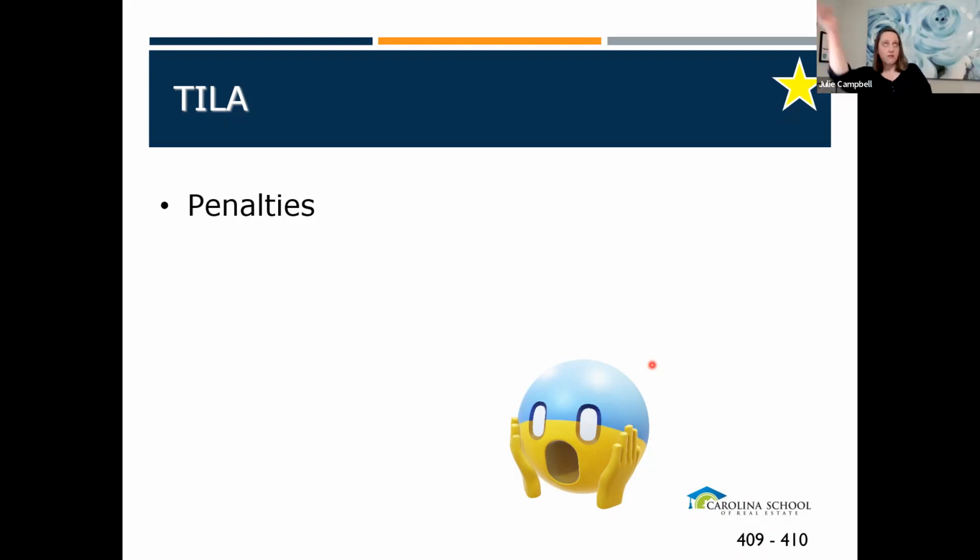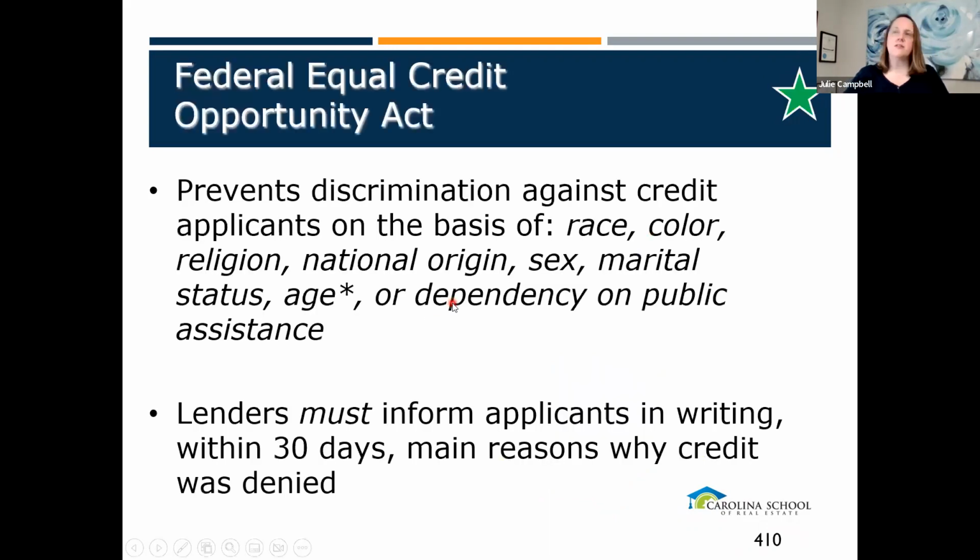Other lender laws, other than TRID, let's see, RESPA in 21, but other lender laws, there's something called the Federal Equal Credit Opportunity Act. This prevents discrimination against the lenders' protected classes. The lenders' protected classes are race, color, religion, national origin, sex, marital status, age, or dependency on public assistance. The lenders' protected classes are different than brokers' protected classes. We're going to talk about brokers' protected classes in our fair housing unit.